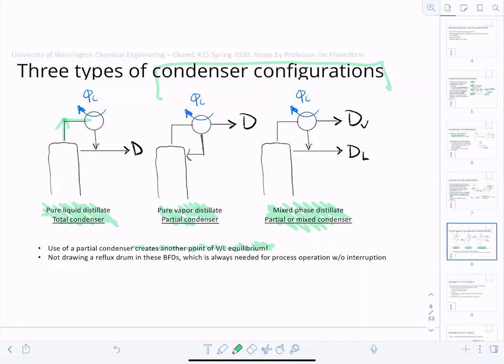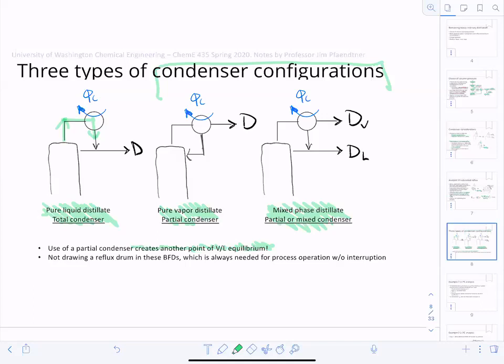And what comes out is a liquid stream that has identical composition to the vapor stream entering that heat exchanger. And then we split it and we take some reflux back into the column and we take our distillate off. In contrast, if we operate the heat exchanger correctly and there's enough residence time and mass transfer can occur so that equilibrium is established, by operating that condenser at a certain temperature, we will have another equilibrium stage. So that's why the partial condenser does create an equilibrium stage.